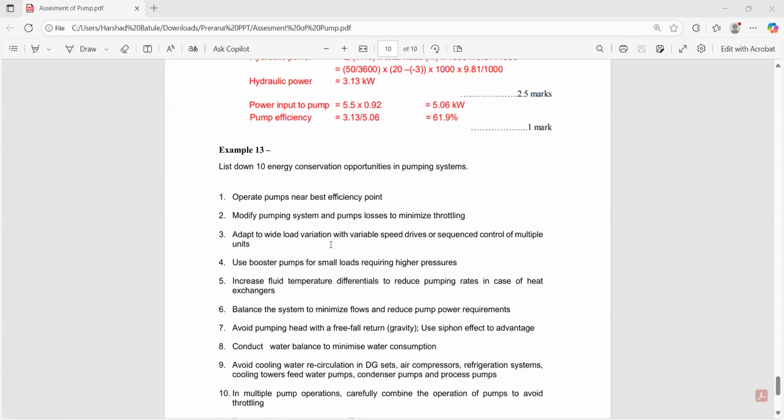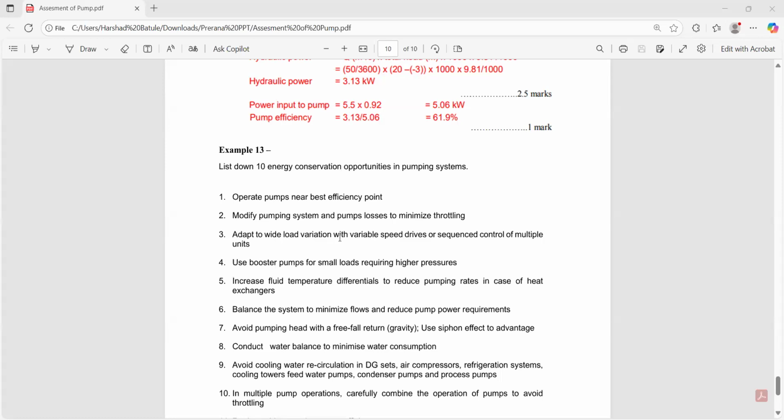Adapt to wide load variation with variable speed drive or sequence control of multiple units. Means if your required flow rate is 500 m cube per hour to 700 m cube per hour, you can adopt variable speed drive because you are not bound by a single fixed speed. You have variable flow rates, so you can save on that, variable power also can be achieved.